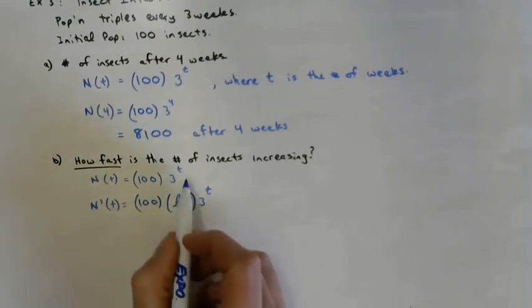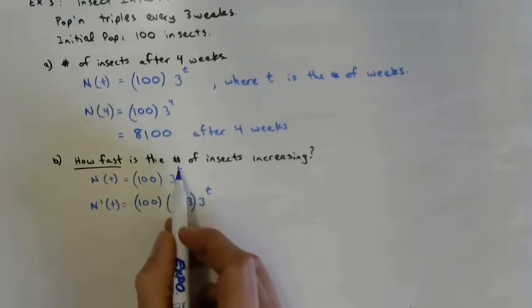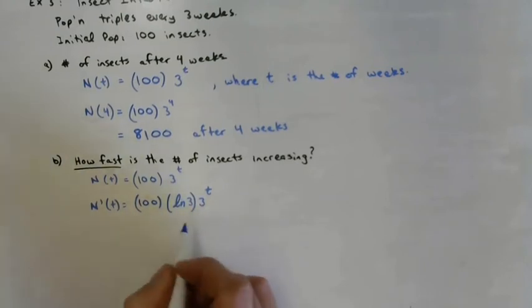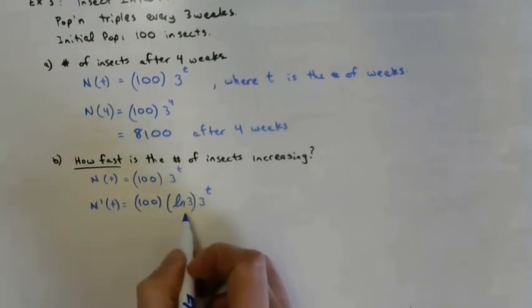Okay, so we're getting used to this piece right here. The derivative of 3 to the power of t is the natural log of 3 times the function itself. It's a stretch compression of the function itself. In this case, it's a stretch because our value here is greater than e. It's greater than 2.72.